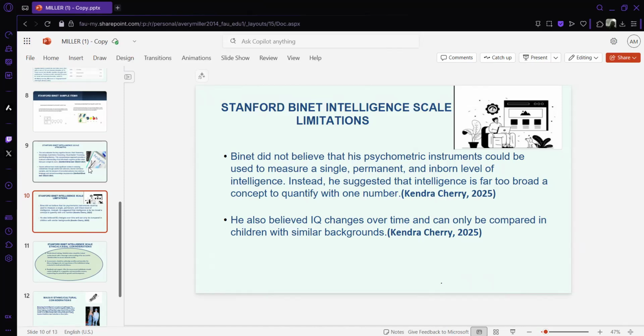Now, there are some limitations. Binet did not believe that his psychometric instruments could be used to measure a single permanent inborn level of intelligence. Instead, he suggested that intelligence is far too broad of a concept to quantify with one number. He also believed that IQ changes over time and can only be compared in children with similar backgrounds, meaning that for those growing up together in a certain community, those scores should be normative across the individuals from that community. Comparing other communities and other socioeconomic backgrounds do not necessarily encompass the objectives of the test and should be taken with a grain of salt.